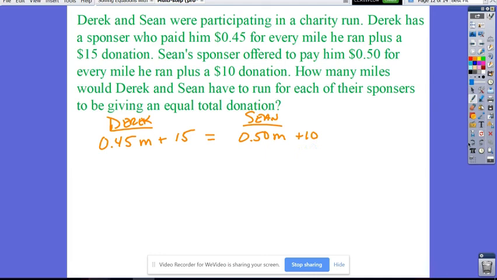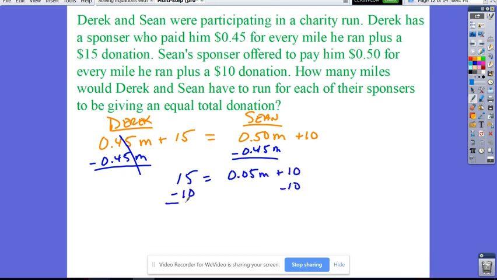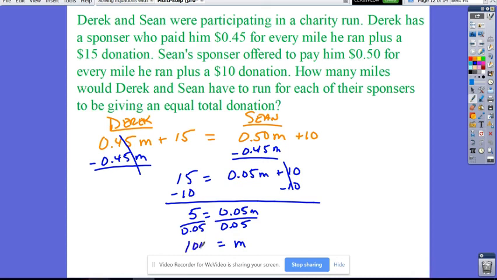Well, I have variables on both sides. I should take care of that first. Minus 0.45 m, minus 0.45 m. That cancels. 15 is equal to, we get 0.05 or a nickel per mile right now. Minus 10, minus 10. 5 is equal to 0.05 m. Divided by 0.05, divided by 0.05. M is equal to 100. So that's a lot of miles. 100 miles.